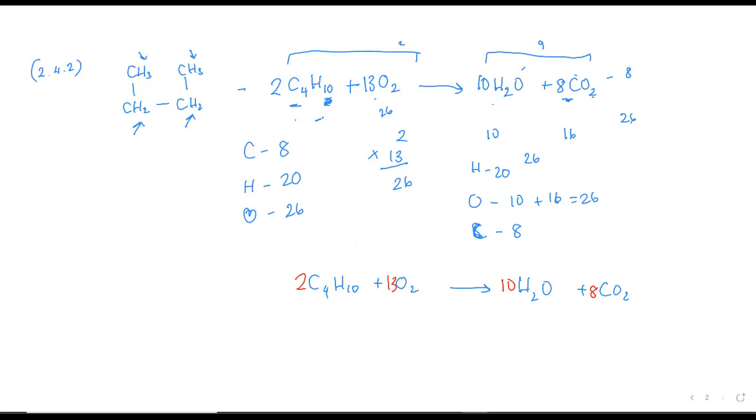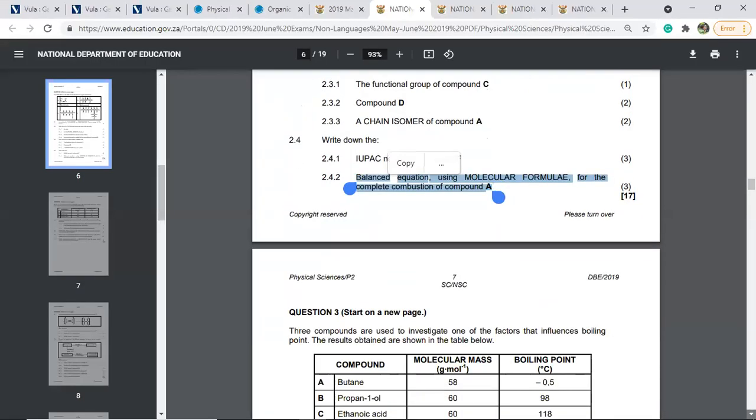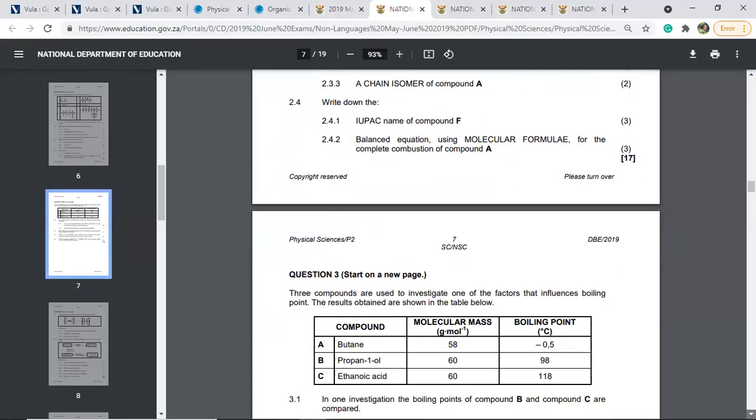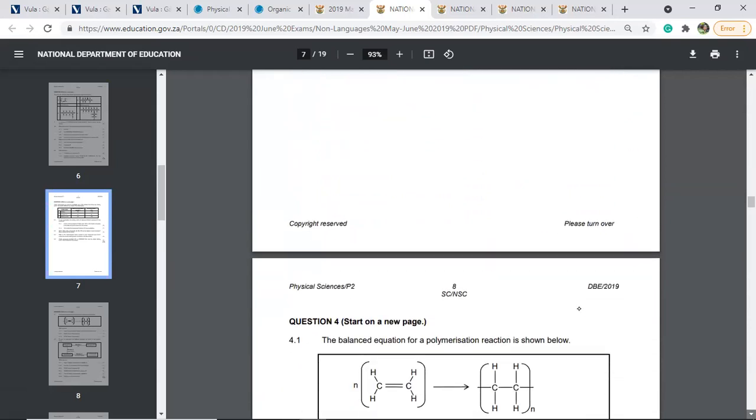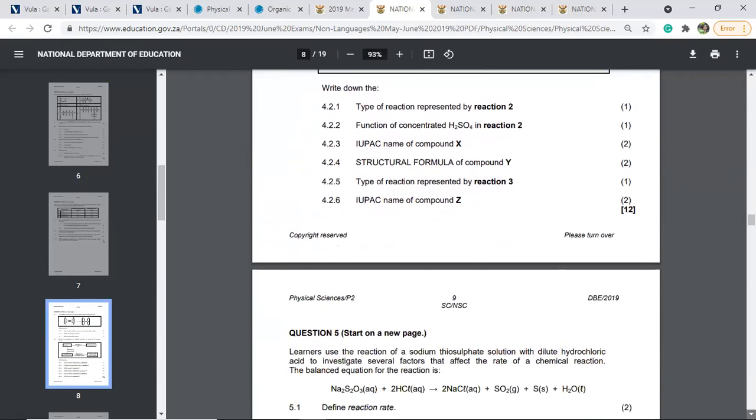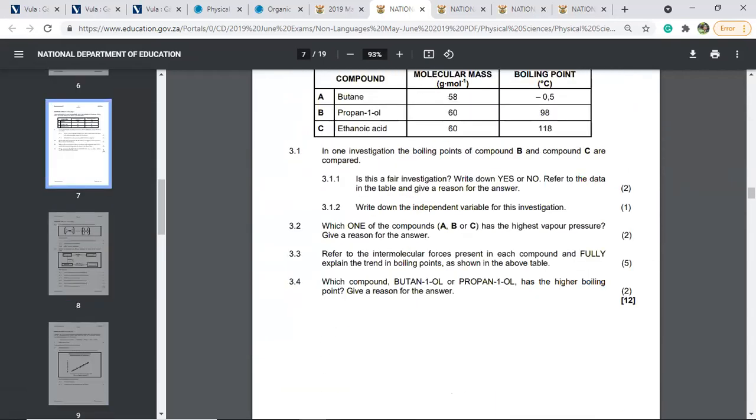So is there any question about this one? If everyone is clear, then we can move on. If there's a question, you can type in chat. Okay. That concludes our question 2. So now we move on to question 3.